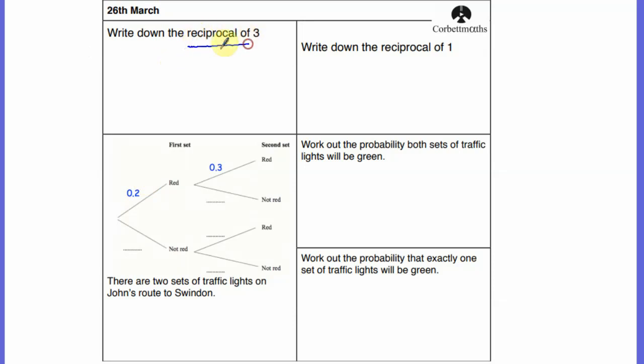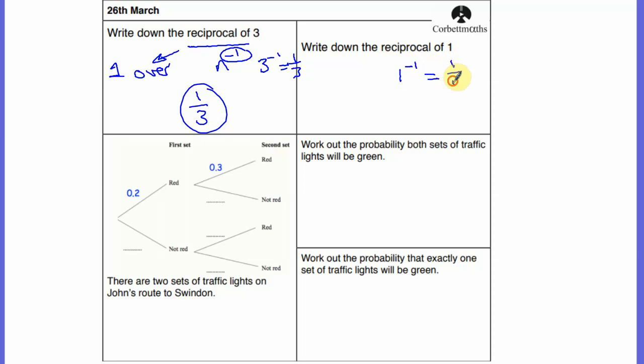So when we say the word reciprocal, in non-mathsy words, it means 1 over. In mathsy words, it means to the power of -1, which we should know. If we had 3 to the power of -1, that would equal a third. So in this case, the reciprocal of 3 equals 1 over 3. The reciprocal of 1, well, 1 to the power of -1 is just 1 over 1. Or if we were looking at it in the non-mathsy words, we could say, well, 1 over 1 is just 1. The reciprocal of 1 is just itself. Very exciting, isn't it?